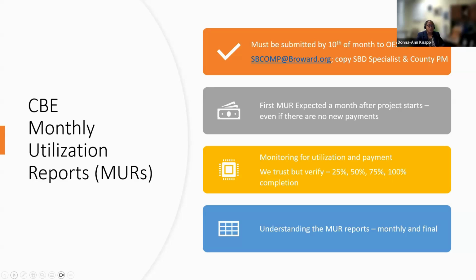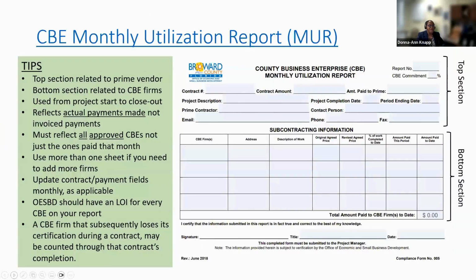And if there are no new payments, we still need to know. And it's actual payments made, not anticipated payments or invoiced payments. So you're always reporting to us the latest actual payments that you have received as a prime vendor from Broward County, as well as that you've paid to your CBE firms.